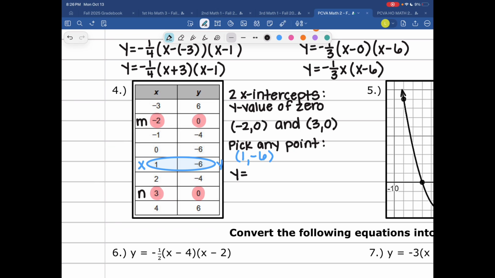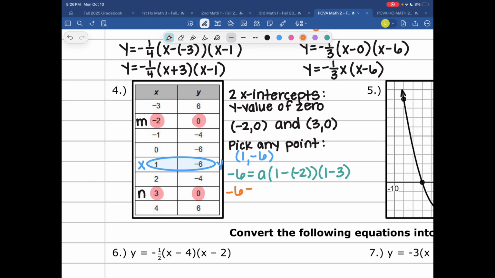We're going to substitute it into the formula. So my y value is -6, and that's going to equal the a, because we don't know the a. My x value is going to be 1 minus my m. We identified that as -2. And then 1 minus my n, which is 3. And then we're going to solve.